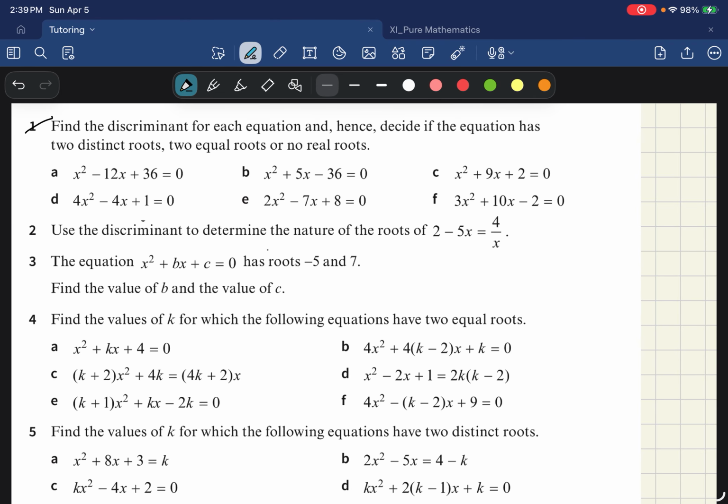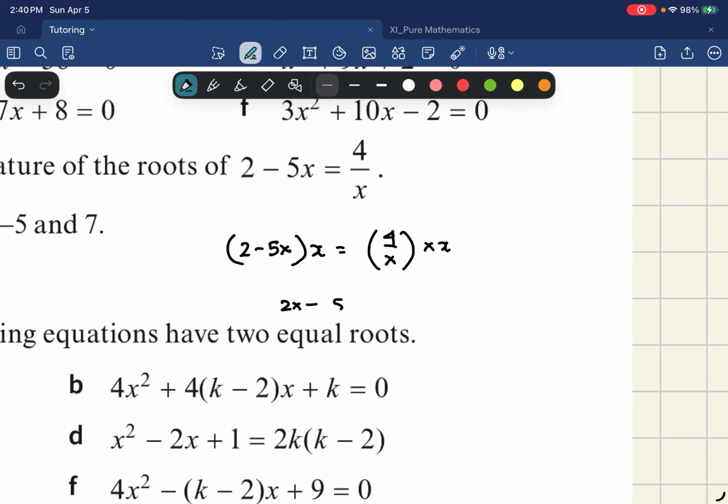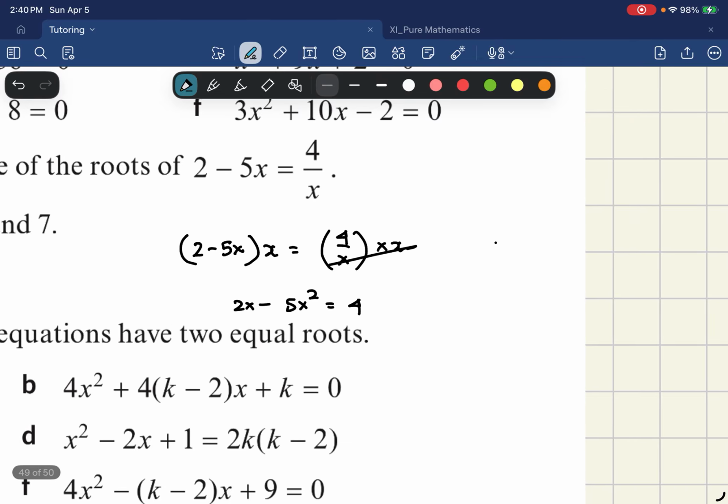So use the discriminant to determine the nature of roots of this equation. Well, we don't want x in the denominator, right? So we multiply by x on both sides. So now we get 2x minus 5x squared equals 4, because these cancel out. And if I bring everything to one side, I have 5x squared minus 2x plus 4 equal to 0, right? If I add 5x squared on both sides, I get 5x squared plus 4 is equal to 2x. And if I subtract 2x on both sides, I get this expression.